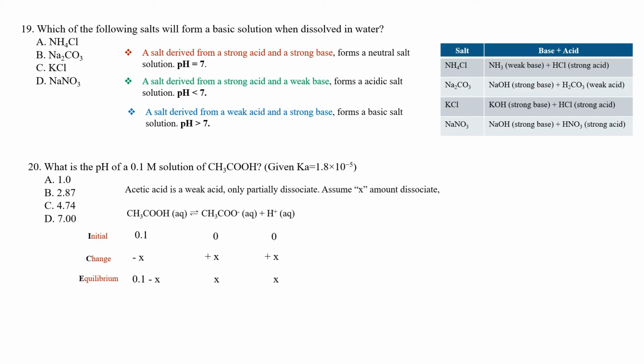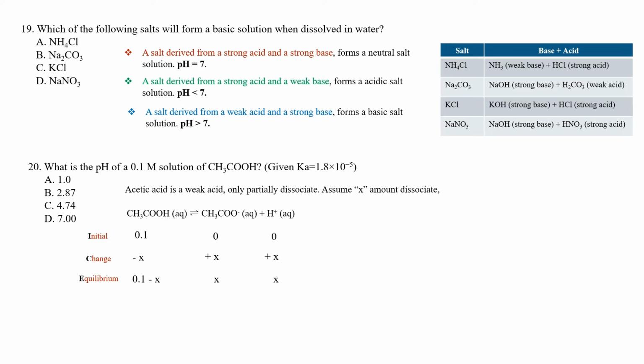We can assume only x amount dissociates. So minus x amount decreases from this solution, and the same amount of acetate and the same amount of H plus ions are generated, plus x amount added. The reason is the equation is balanced. So 1 mole of acetic acid dissociates into 1 mole of acetate and 1 mole of H plus. The molar ratio is 1 to 1. Then x amount decrease from acetic acid means the same x amount of acetate and H plus ion generate.